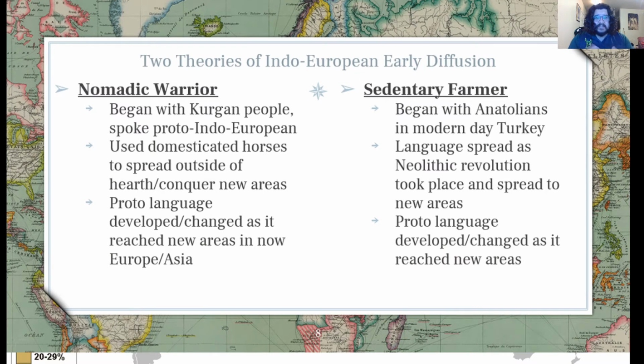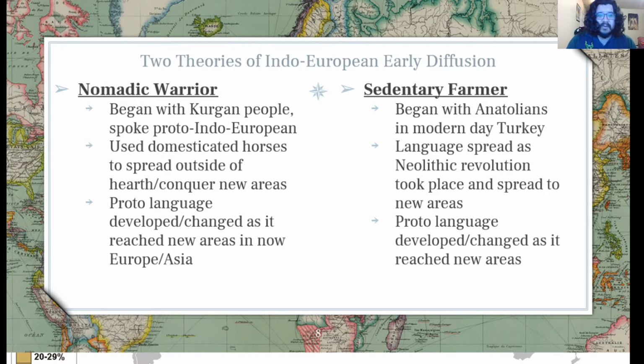So we ended up with these two different hypotheses, two different theories about why the language is spreading the way it is. We began with one side, the nomadic warrior theory, the Kurgan people, who used domesticated animals, who used conquest to find their way from place to place and then spread the language in that way.